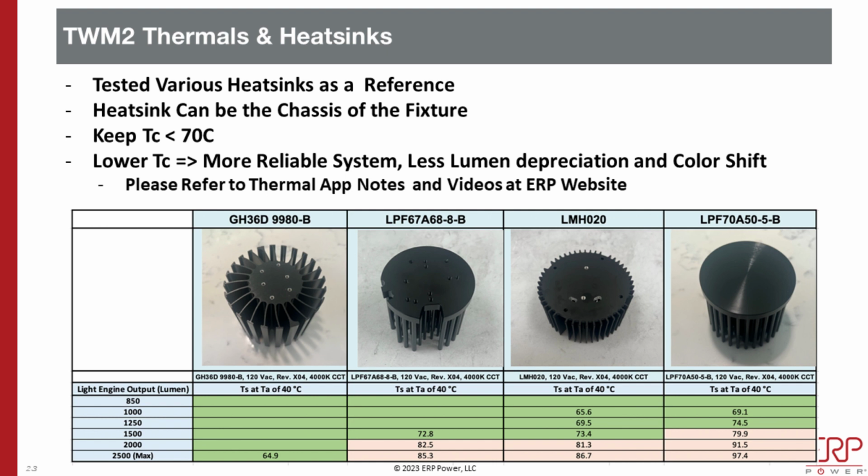So bottom line is that you could use 70C as your reference. You want to keep the TC below 70C. Obviously, lower TC means that your system overall is going to be more reliable, and obviously less lumen depreciation, but most importantly, less color shift over time. Keep in mind that you want to do whatever you can to keep the thermals under control, because these are very small pucks and we pump a lot of lumens out, and the thermals are critical. You can't just ignore thermals, so it has to be part of your initial thermal design.